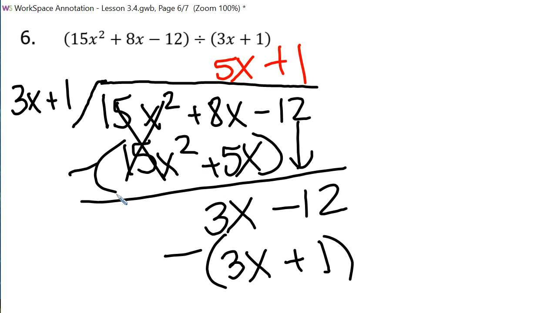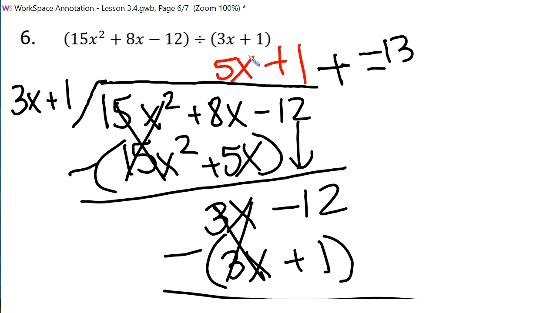And 1 times 1? 1. Both of these need to be subtracted, so it's 3x minus 3x. Cancel out, and negative 12 minus 1. Negative 13, and the negative 13 is called my remainder. So make sure you add remainder over binomial. Your answer is not complete if you leave that remainder off. So add remainder over binomial.